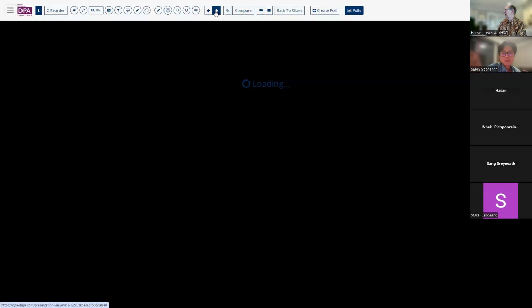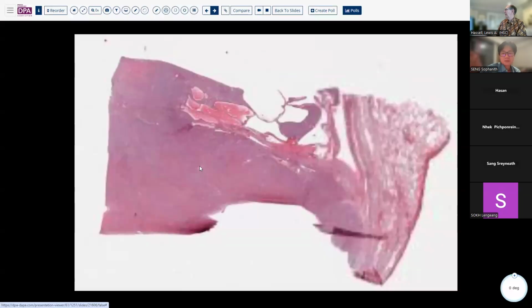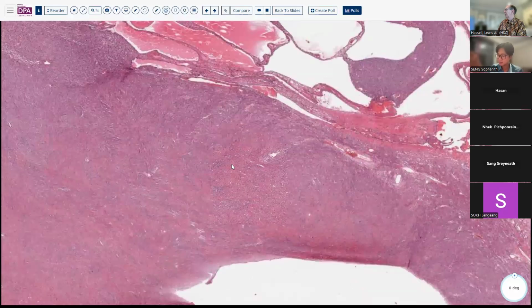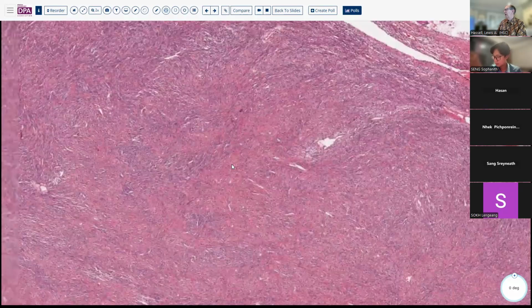Okay, I think we're getting down to the end here. This is our last case. This is the solitary fibrous tumor, just for completeness' sake here.